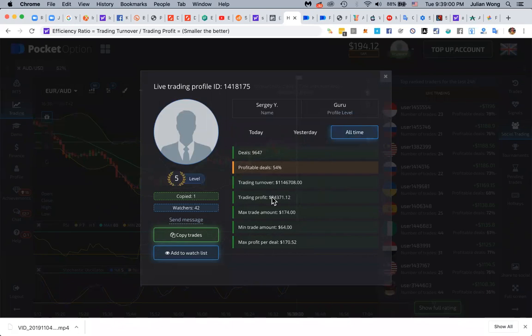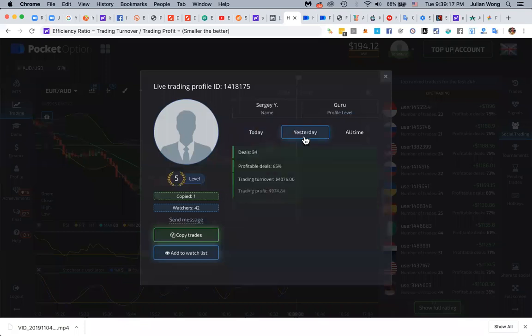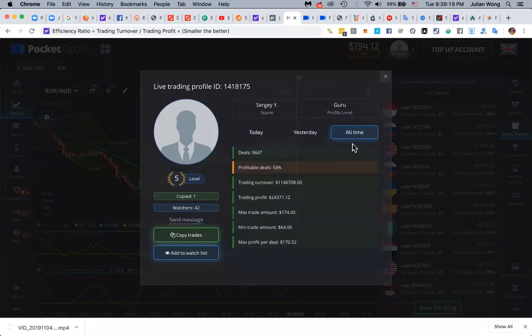I don't know why his previous one is not so good, but I can tell that his trade consistency is decent. He doesn't really martingale. He only martingales once, and yesterday, today, hit rate is quite okay. Maybe last time he wasn't so good, but now he's decent.